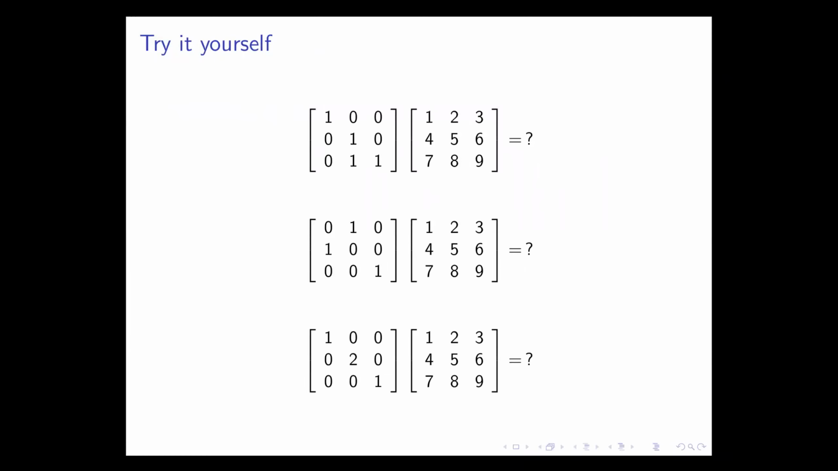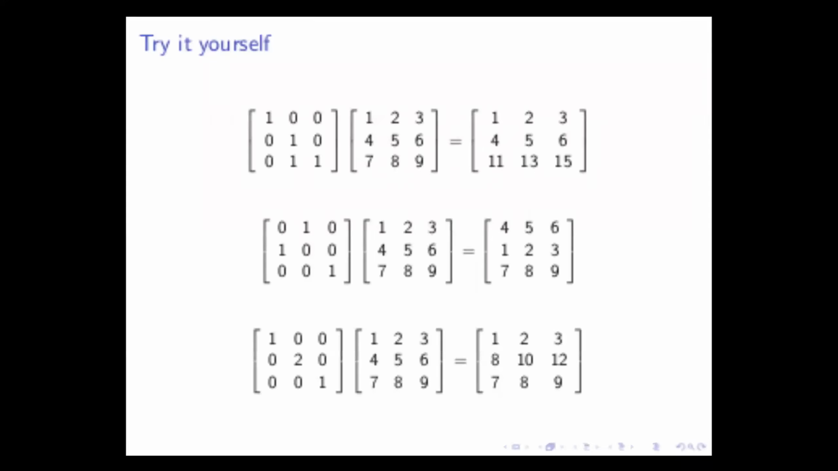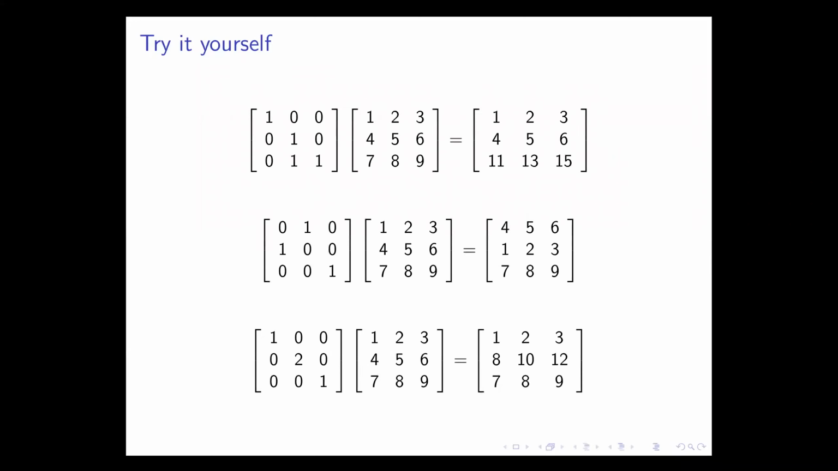Okay, so here are some more examples. You can try it by yourself. Now the first matrices in this product have a lot of zeros, but not all of them are zeros. So do the calculations. Here's what the answers are. You can check yourself.